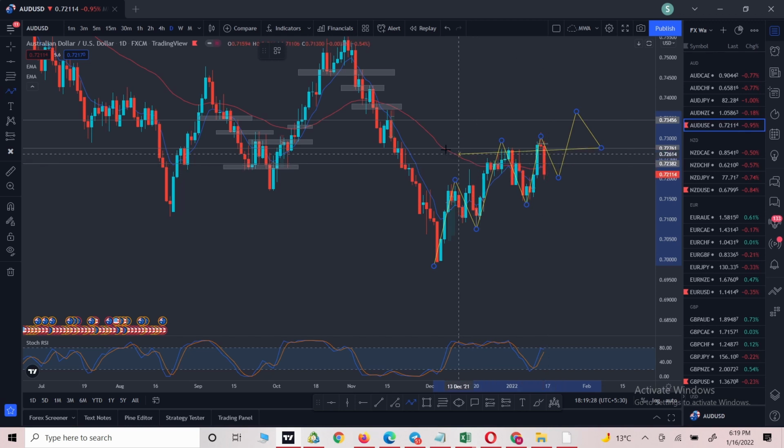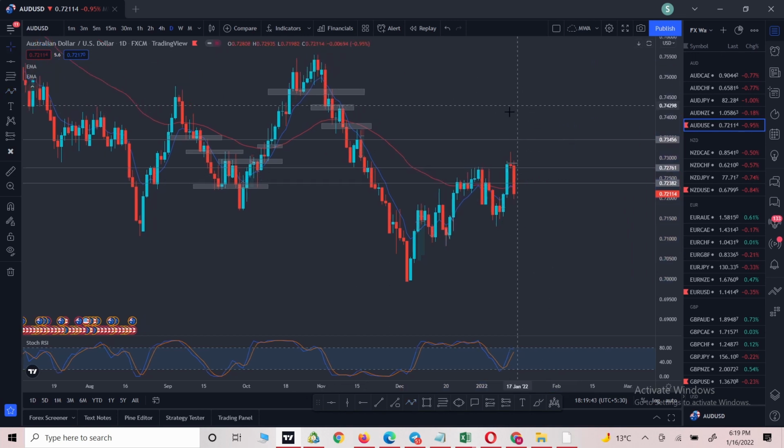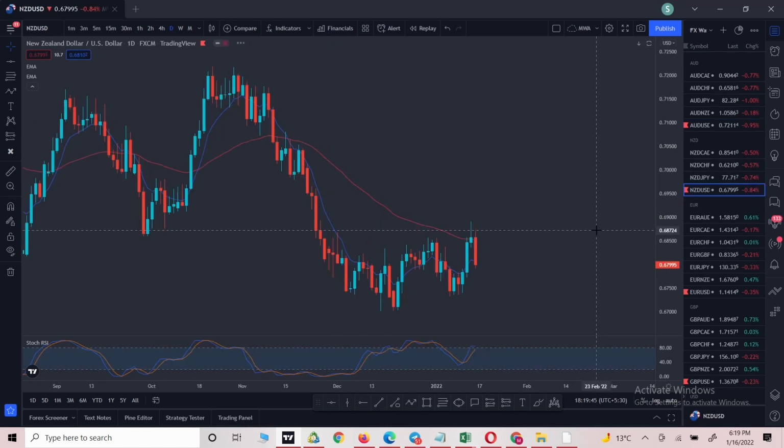Also, right now the price is trading below the 50 EMA, so definitely we can wait for the price to give us a break and close above this area. In that situation, the price will be trading above the 50 EMA as well, so that's another sign of a bullish market. So that's it.